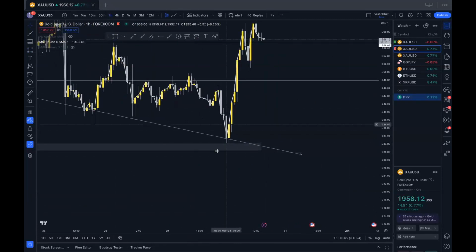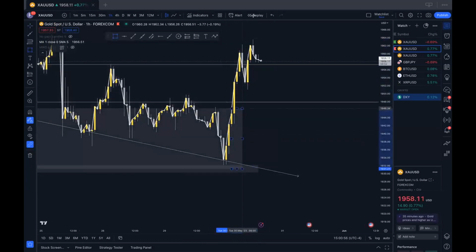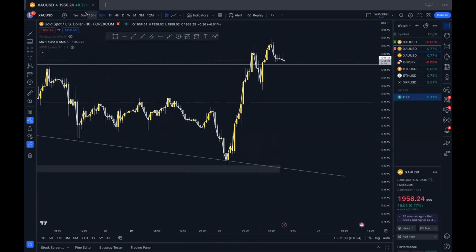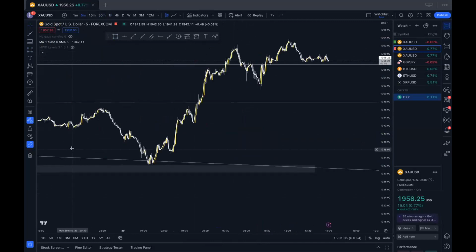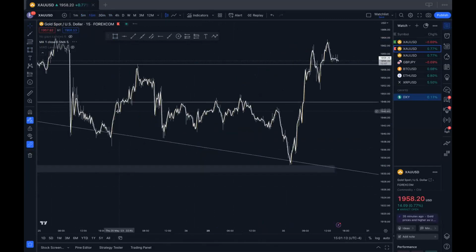The last push is pretty much the rejection at a key level. The second tap is a rejection close, and then you can enter here. But if you didn't get this one, you would have been chasing price, and it would have been very hard to get involved in this one. I don't like going to M5. It's just too much noise.